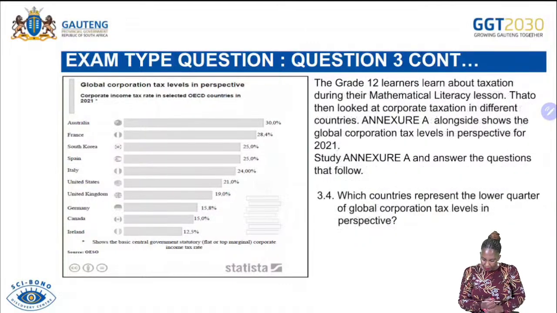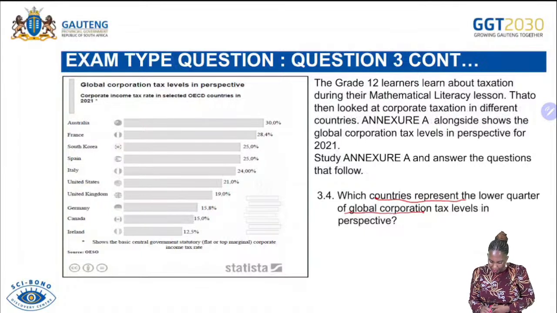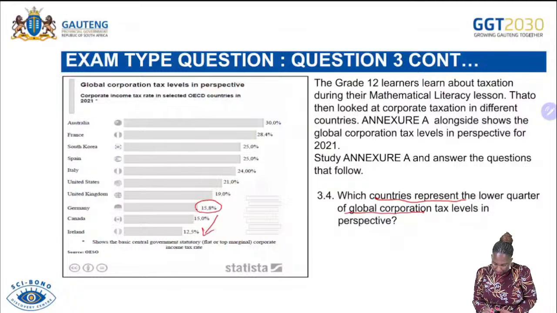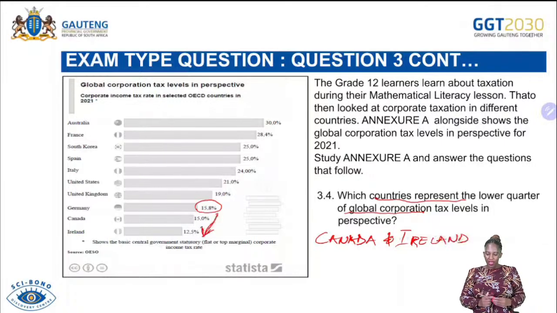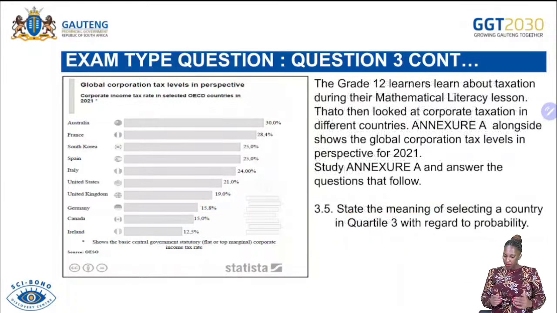Now this one: which countries represent the lower quarter of the global corporation tax? Remember, our Q1, the lower quartile, is here, and which countries represent the lower part? Now we have Canada, and Ireland. These are the 2 countries that are below the quartile one.